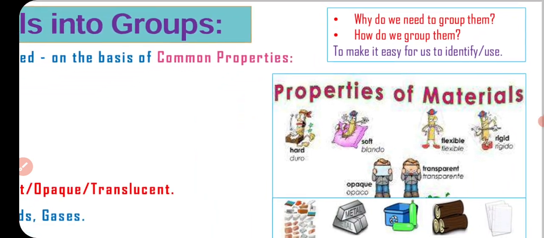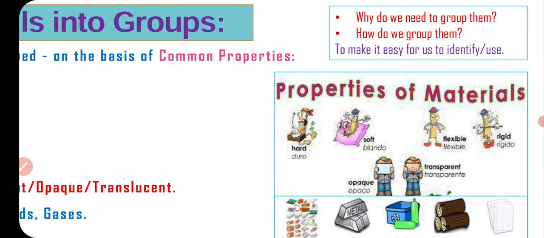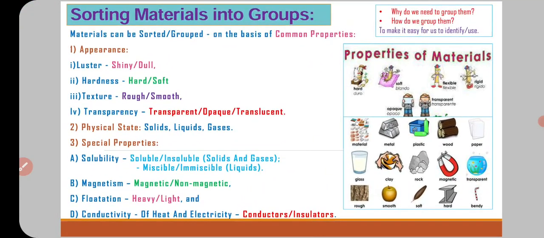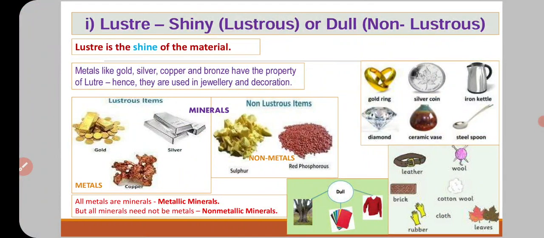So let's have a look over here. Why do we need to group them? I'll just share the PPT with you guys. So first, luster. As I told, luster is the shine of the materials. Metals like gold, silver, copper, and bronze have the property of luster. Hence, they are used in jewelry and decoration.